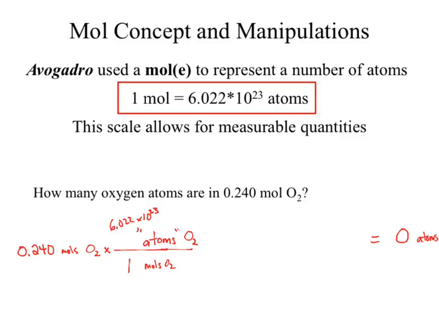Okay. What's our current unit? Atoms of O2. Are those the same thing as atoms of O? No. Okay. So I have to do another conversion. The question is, what is that conversion? Why is the atoms of O2 not showing up?